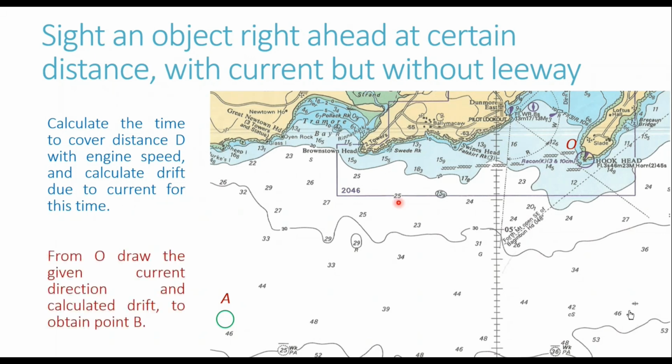So what we will do is, from the object O, in our case, the hook head lighthouse, we are going to draw the current vector, that is the set and drift of the current, which we have just now calculated. The drift is for the time duration which we need to cover the distance using our engine speed. And we will plot that vector starting from the object, in this case, the hook head lighthouse. So let's plot the current vector.